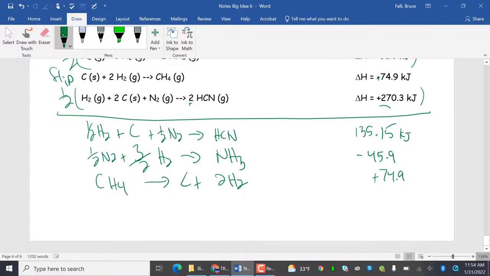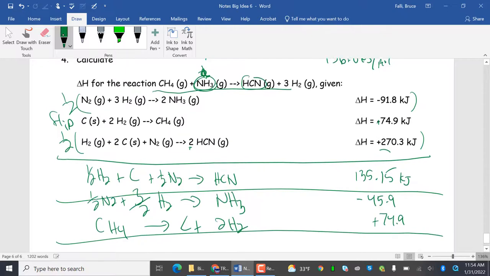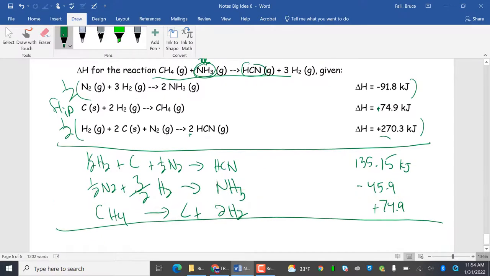And then I'm going to make sure that this all adds up. And it does. It's perfectly added up to what I want it to be. And let's figure out what that's going to be. 135.15 minus 45.9 plus 74.9 is 164. It's a positive, endothermic reaction. Kilojoules. And it matches this guy right up here.